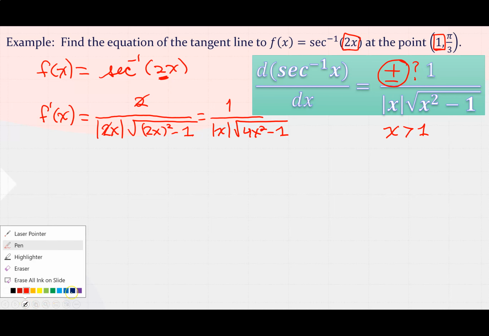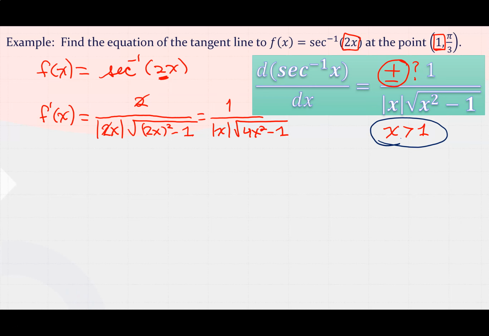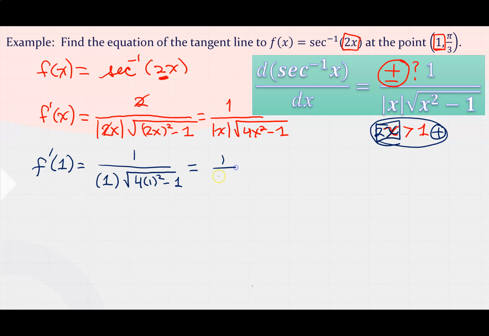Now we would say, is this positive or negative? And I already told you that when x is 1, 2x in this case, which is our input, is greater than 1. So we are dealing with the positive value. So the derivative evaluated at 1 is going to be 1 over, and I'm going to take the positive value, and I don't need to write the absolute value there, square root of 4 times 1 squared minus 1. So this is going to be 1 over square root of 3, because 4 minus 1 is 3. So this is the slope of the tangent line at the point 1, pi over 3.